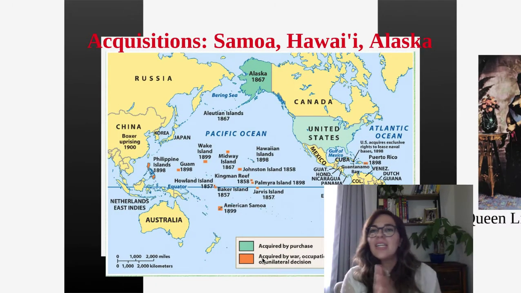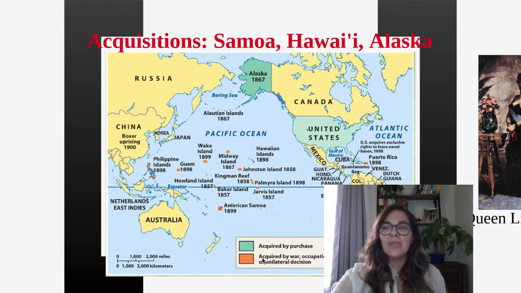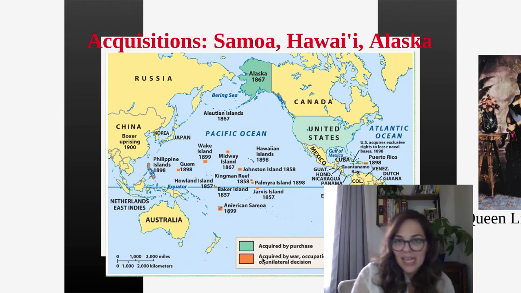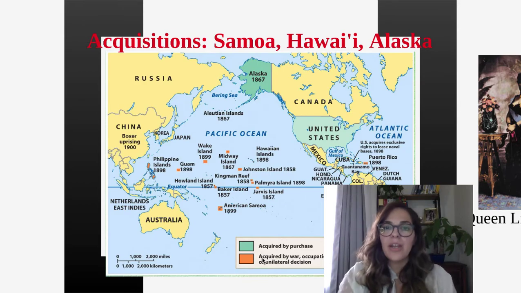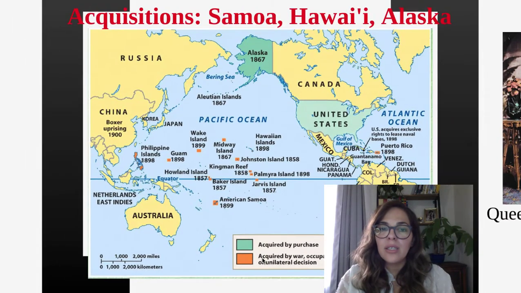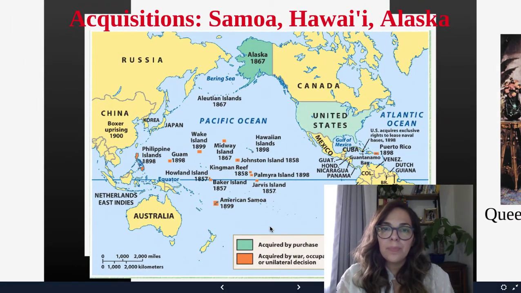All right, so let's talk about some of these acquisitions, right? How does the United States go about acquiring this empire? And so for that part, I want to talk about American Samoa, Hawaii, and Alaska, okay? Well, look at this map right here. Let me see if I can zoom in a little bit.